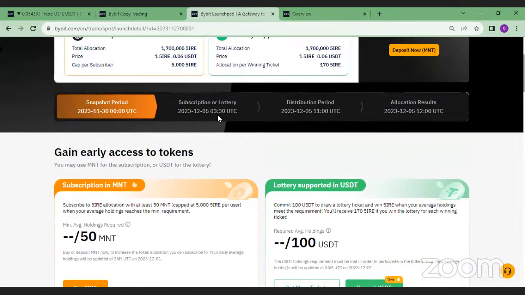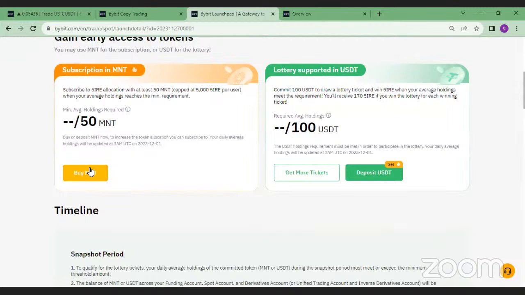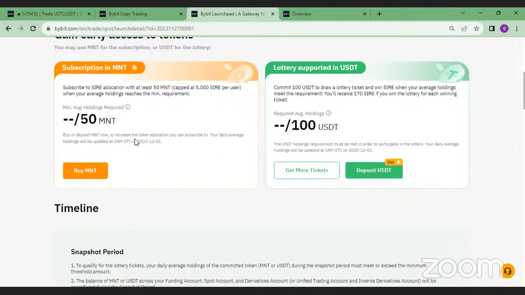Then the subscription itself will start on the 5th of December, around 3:30 UTC. When the subscription starts, I will send a notice. You will need to come to the Launchpad page and click on subscribe. Then this button that says buy will turn to subscribe. You either click on subscribe using the MNT token or you click on subscribe using your USDT. You cannot do the two at the same time. Either you do USDT or you do the MNT token.